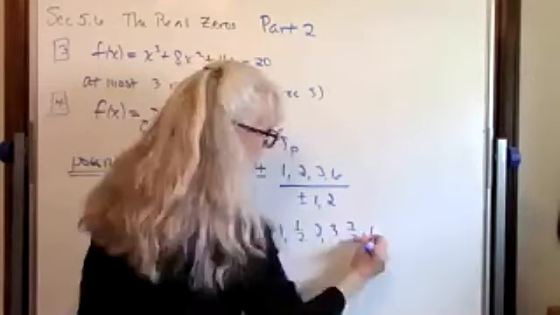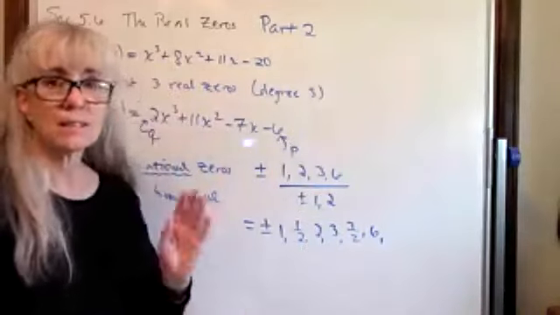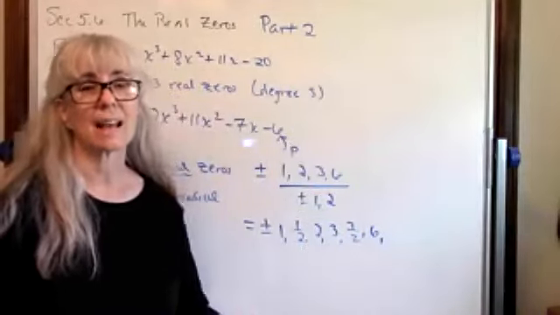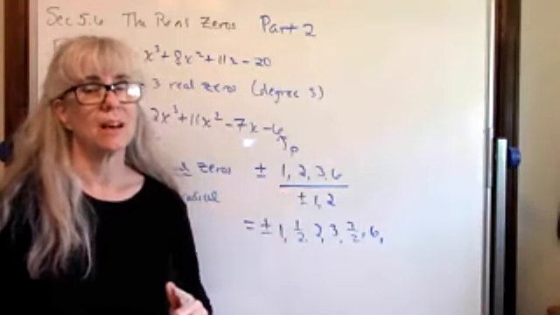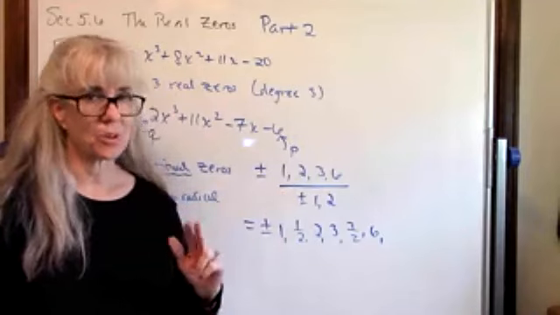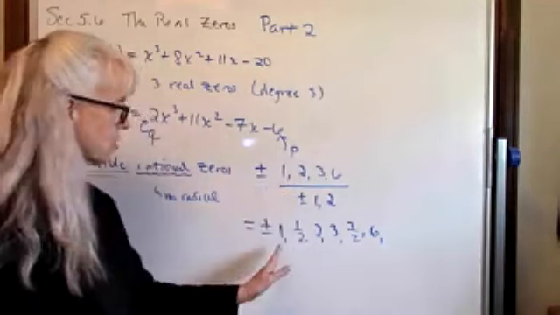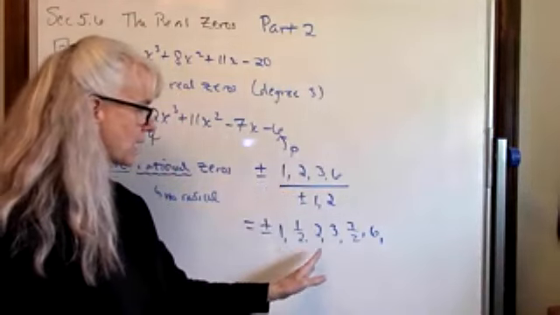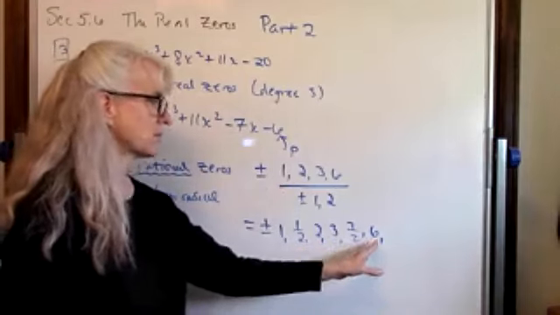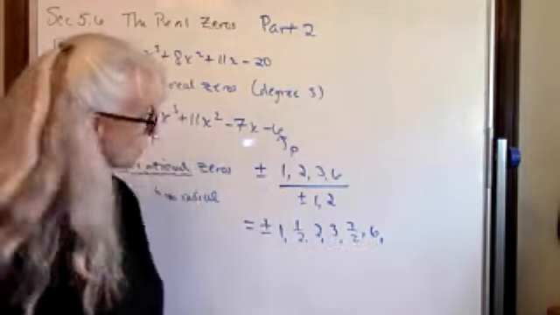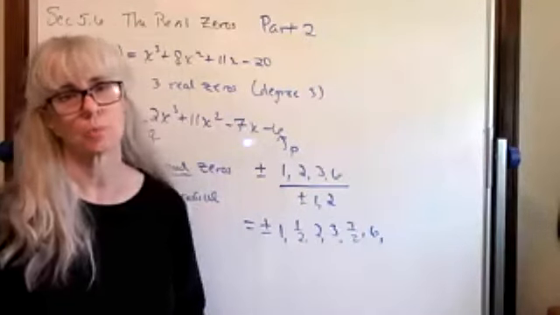6 over 1, which is 6. And finally, 6 over 2, which is 3, which is listed. So if this thing is going to cross the axis at a rational number, so again, fractions, repeating or terminating decimals, or integer values, then those values are either positive 1 or negative 1, positive 1 half or negative 1 half, positive 2 or negative 2, positive 3 or negative 3, positive 3 halves or negative 3 halves, positive or negative 6. So those are the only possibilities. What this does is give us a list of numbers to try, which is really, really important.